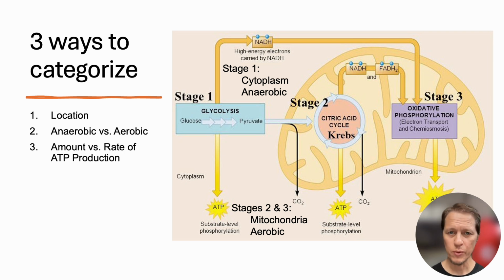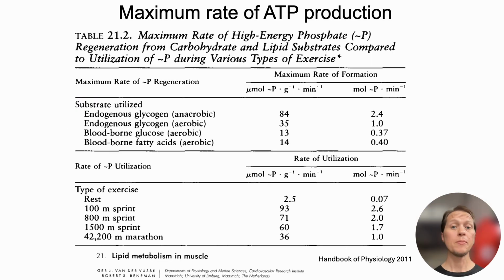But there's another way to categorize it that I find a lot more interesting, and there's some studies here that really beautifully illustrate this, and it's the amount and rate of ATP production. So this is the main study I wanted to highlight. First stage of the study, maximum rate of phosphate bond regeneration, depending on the fuel source. When you are just doing glycolysis, you can regenerate phosphate bonds pretty quickly. Compare that to the full oxidation of glucose through stages 2 and 3. It goes slower, but still a lot faster than beta oxidation using fatty acids. Much slower rate of phosphate bond regeneration.